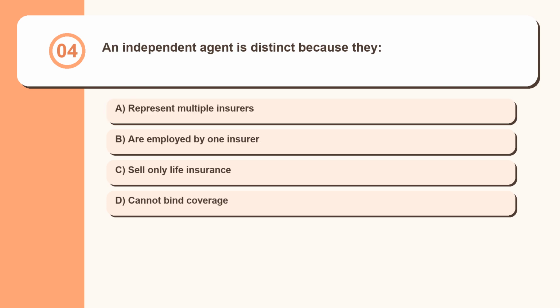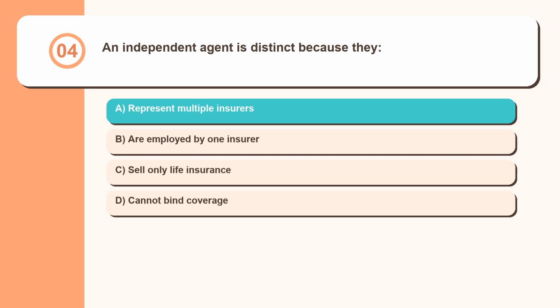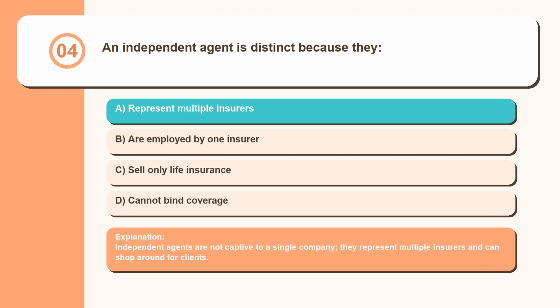Question 4. An independent agent is distinct because they: represent multiple insurers, are employed by one insurer, sell only life insurance, cannot bind coverage. Independent agents are not captive to a single company, they represent multiple insurers and can shop around for clients.